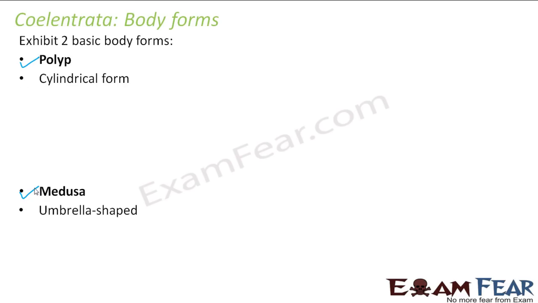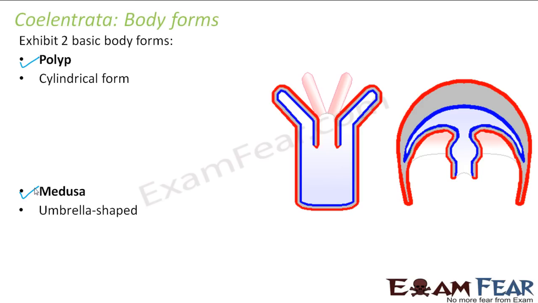They exhibit two basic body forms. What are they? Polyp and medusa. So these are the two body forms which are seen in Coelentrata. Now if you look at their shape, polyp is a form which is cylindrical in shape, whereas medusa is a form which is umbrella shaped. Now looking at this picture, you can understand which is a polyp and which is a medusa.